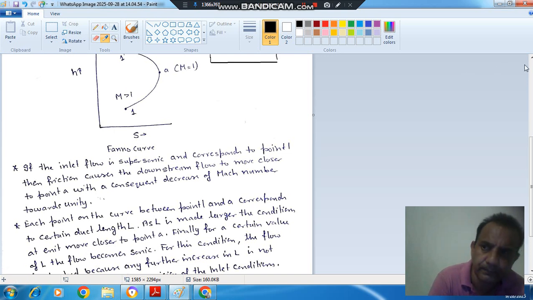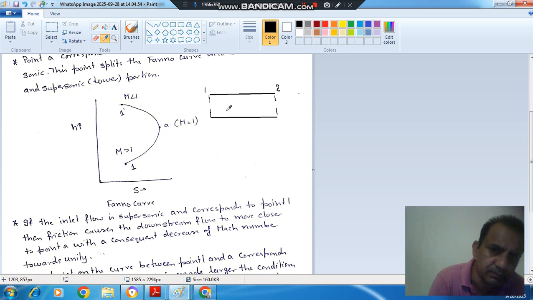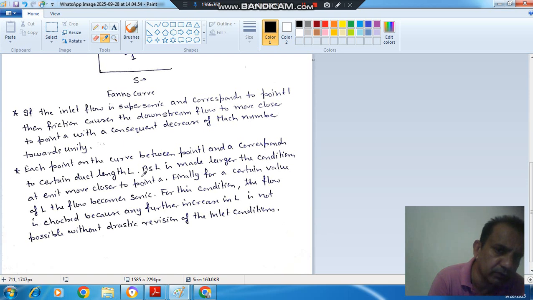If we take suppose this much of length, then it can be this point. If we take this much of length, then it can be this point. As the length increases, we are moving closer to sonic flow. So each point on the curve between 1 and A corresponds to a certain duct length L. As L is made larger, conditions at the exit move closer to point A. Finally, for a certain value of L, the flow becomes sonic.